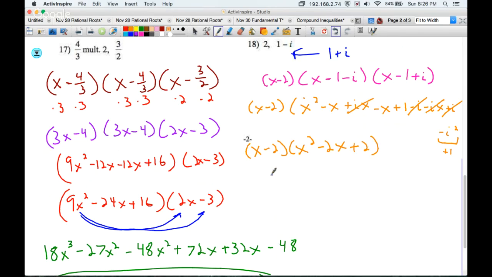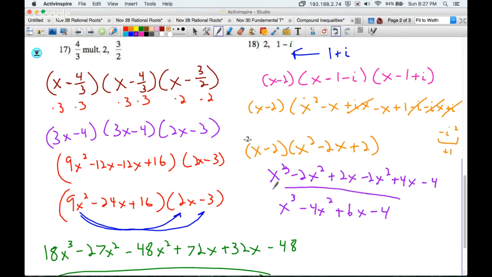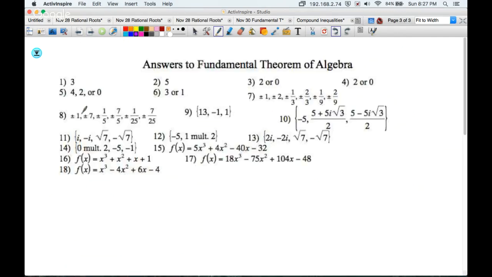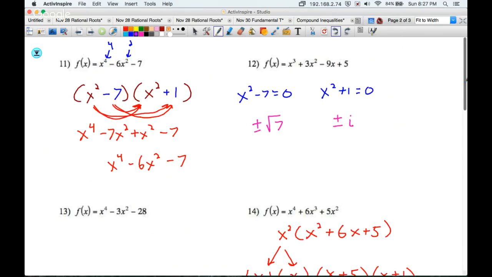One more set of distribution, and then one more set of combining like terms. And we will be done with this problem. Because I was talking, I probably made some mistakes, but we'll see. x cubed, 4x squared plus 6x minus 4. I don't know, probably made a mistake. Let's see. Looks like it matches.